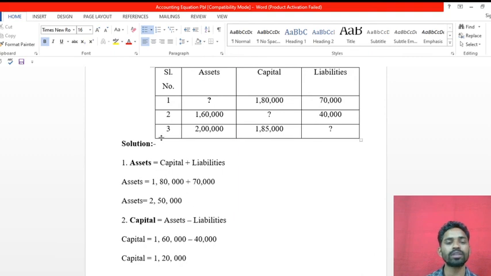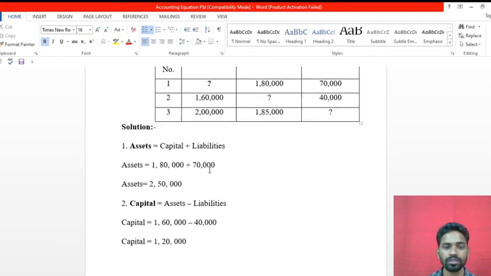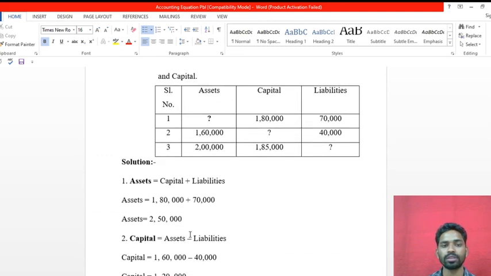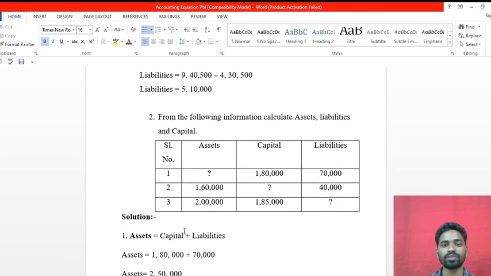In the third case, assets and capital are given, but liability is not given, so we have to ascertain liabilities. The formula of liabilities is assets minus capital. The assets is 2 lakh and capital is 1,85,000, so the remaining liabilities is 15,000. Like this we have to solve the problems related to the accounting equation.